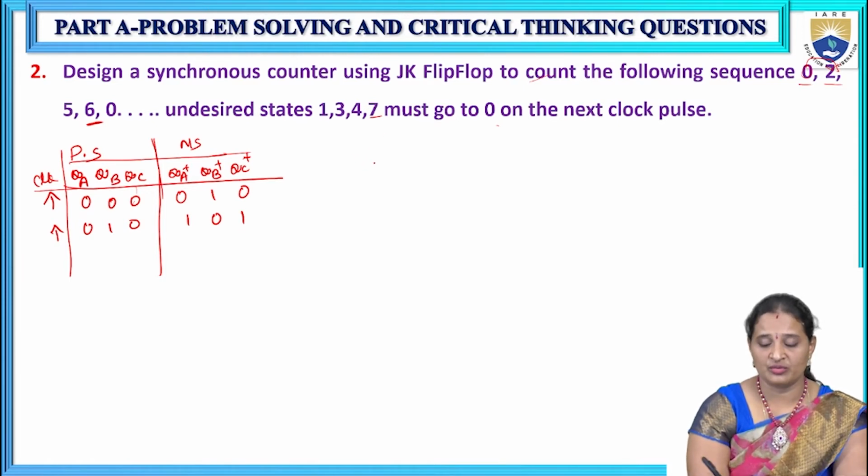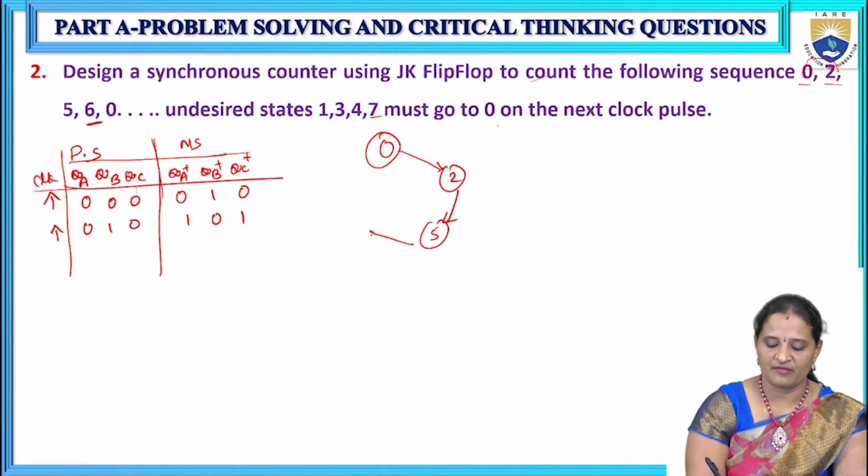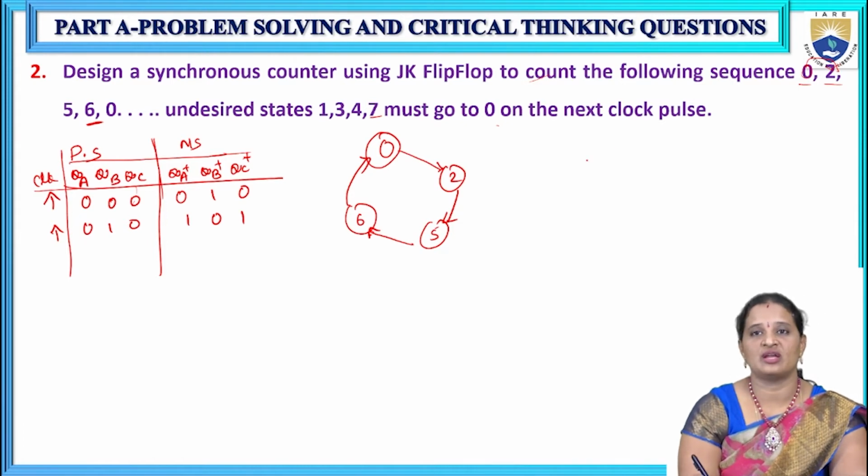First of all, we need to draw the state diagram. From 0 it has to go to 2. From 2 it has to go to 5. From 5 it has to go to 6. And from 6 again it has to go back to 0. 0, 2, 5, 6, 0. Whereas 1, 3, 4, 7 are considered to be unspecified conditions.